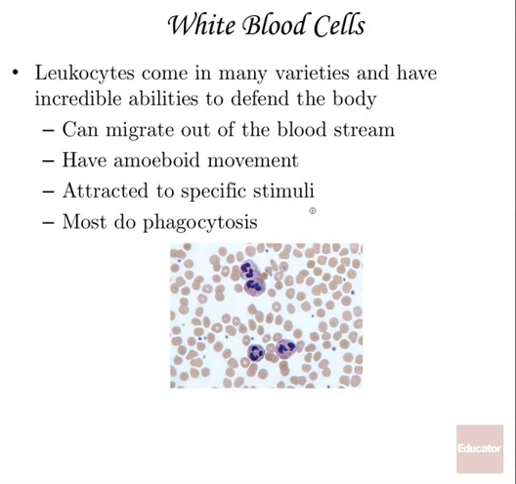They're attracted to specific stimuli. Depending on which white blood cells you're talking about, they're able to home in on certain kinds of foreign bodies: bacteria, certain viruses, even parasites. Most of them do phagocytosis, which means cell eating. It's a form of endocytosis where they wrap their plasma membrane around the foreign body and take it in. Then that little sac, which now contains the bacteria, fuses with lysosomes, little cellular organelles that have enzymes that can digest the foreign invader and kill it. So those are some abilities of white blood cells.